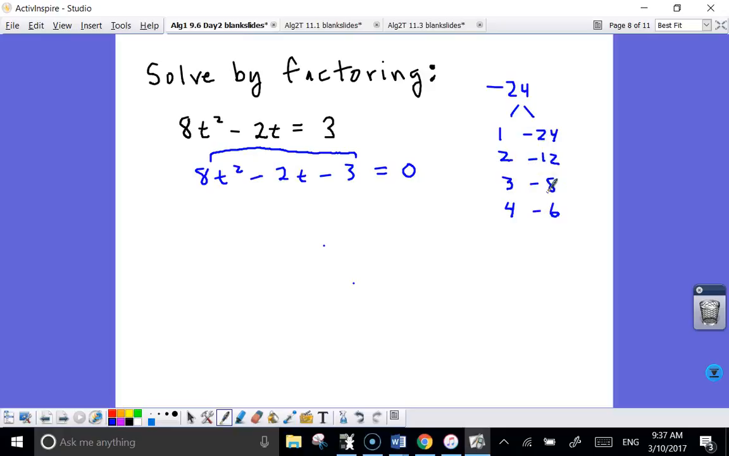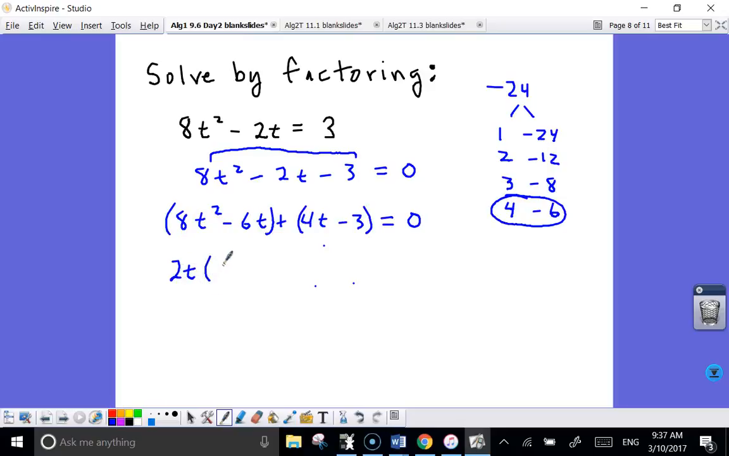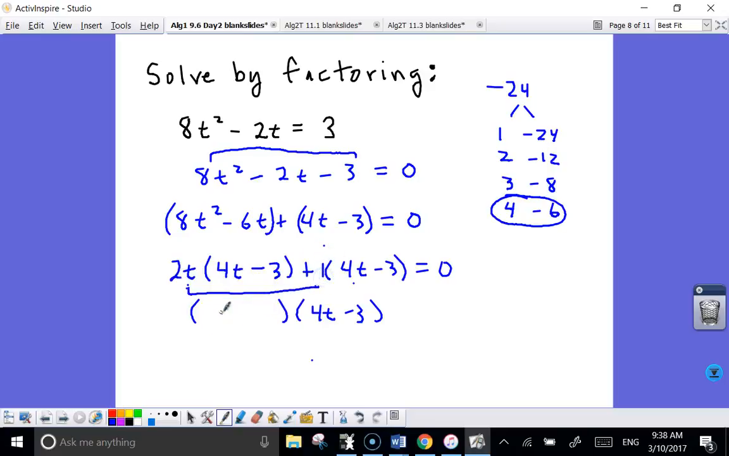Yes, you could. You can just guess and check if you want. Okay, which one of those adds up to negative 2? Yeah, 4 and negative 6. So then you would split up the middle term: 8t squared minus 6t plus 4t minus 3 equals 0. And then group and factor. What's the greatest common factor between 8t squared and 6t? 2t. What's left if I take away 2t? 4t minus 3. Look at the other one, it already has a 4t minus 3. So the last step, since they both have 4t minus 3, that goes there. And what goes in the other parentheses? 2t plus, because you don't see it there, there's still a 1: 2t plus 1.